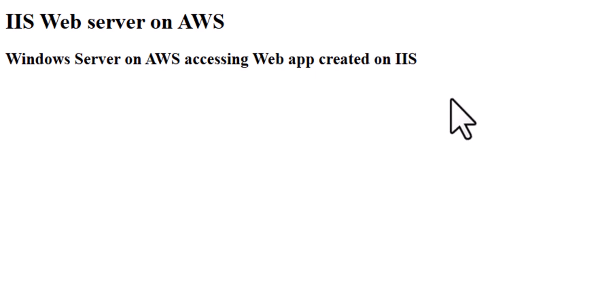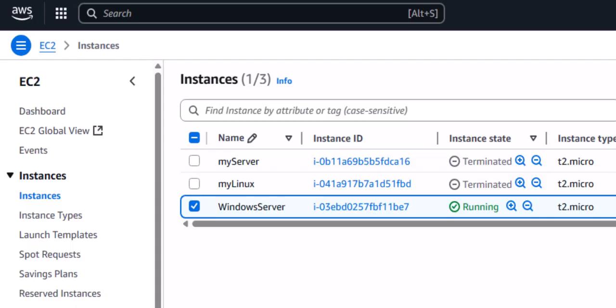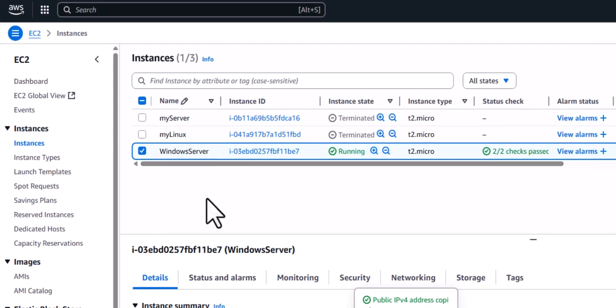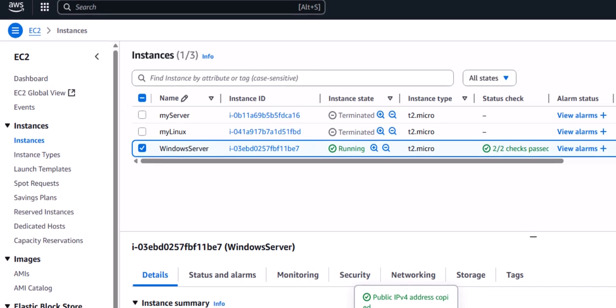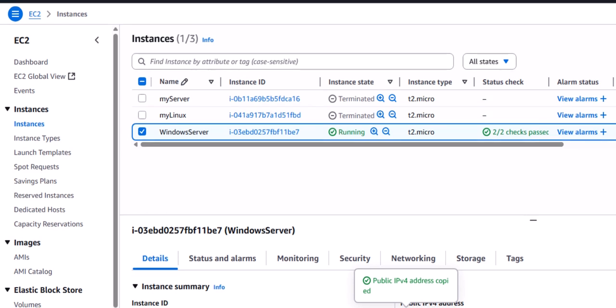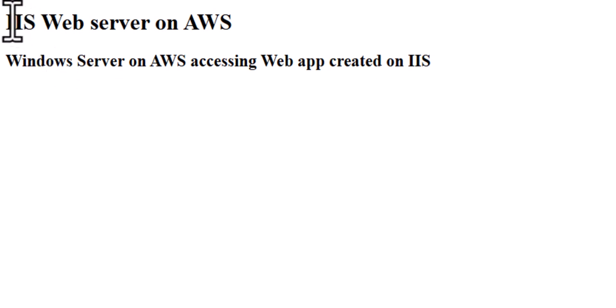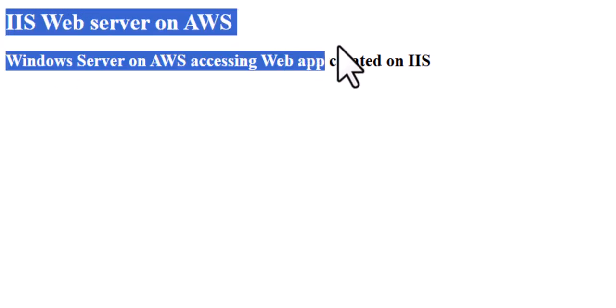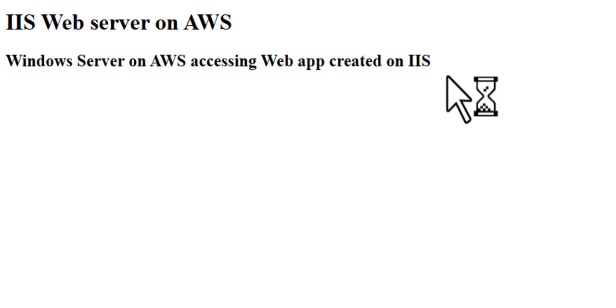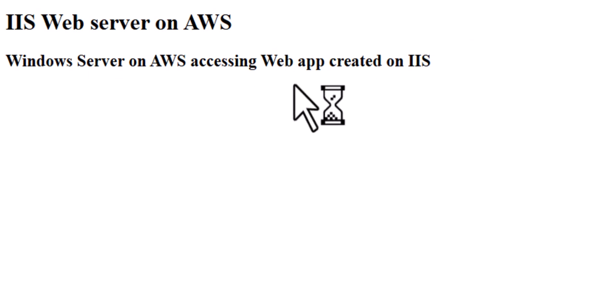Okay, so we have successfully created a Windows server on AWS, and then we have got into the Windows system using RDP, and then you have created an IIS web server and an HTML document where we have put an h1 and also h2, which is being accessed in a web browser.